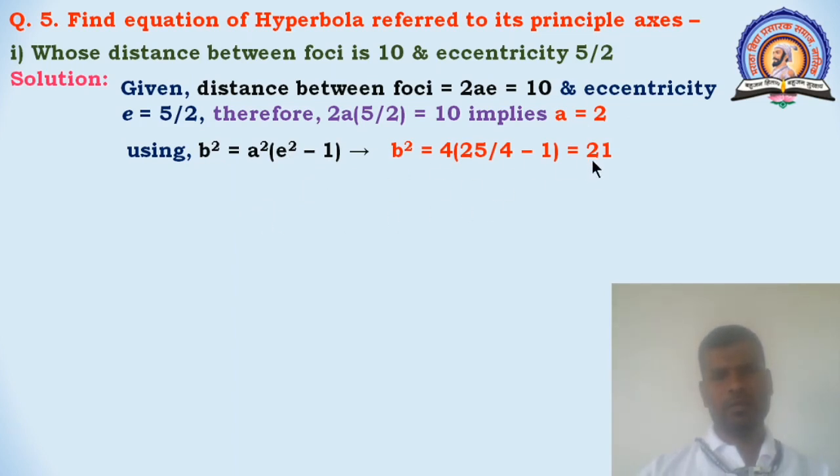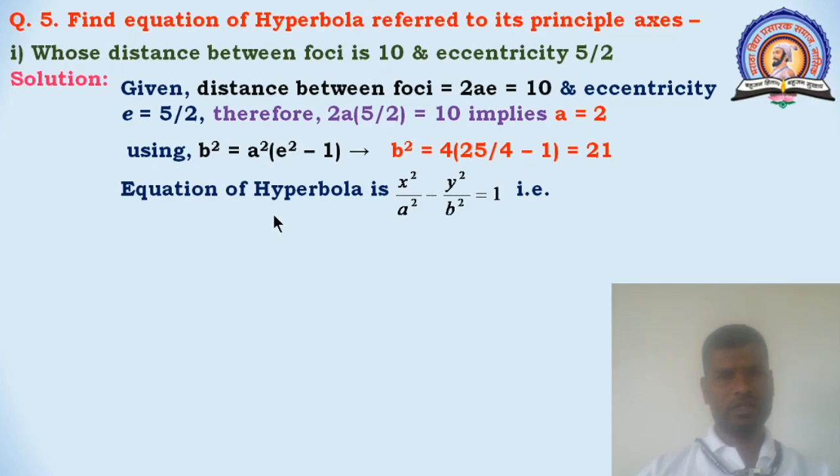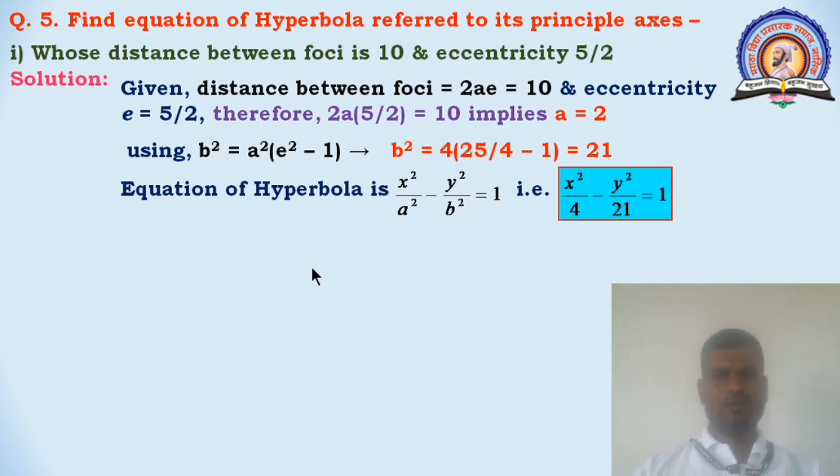Now put the value of a square and b square in the standard formula of hyperbola, x square upon a square minus y square upon b square is equal to 1. Therefore, the equation of hyperbola is x square upon 4 minus y square upon 21 is equal to 1.